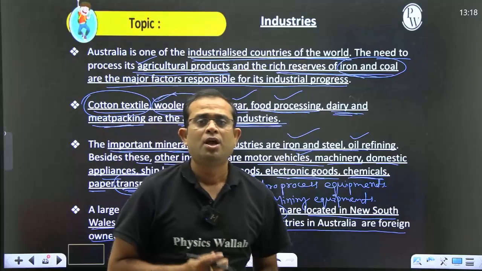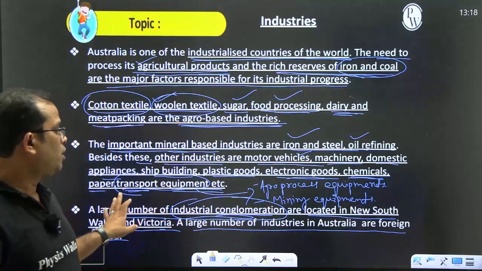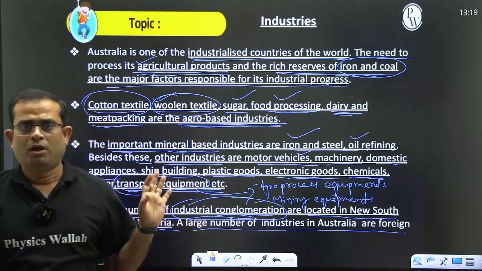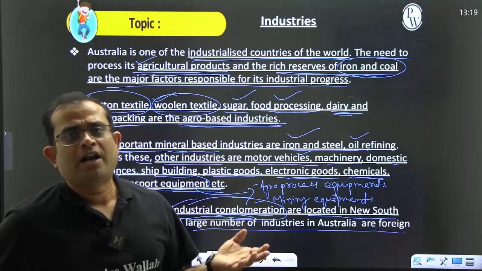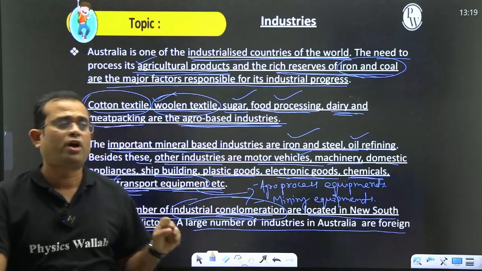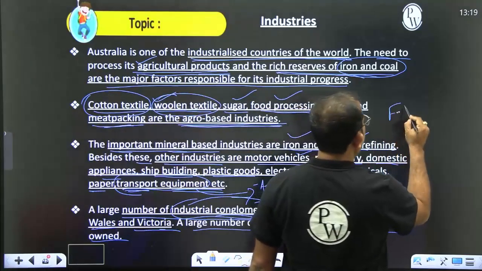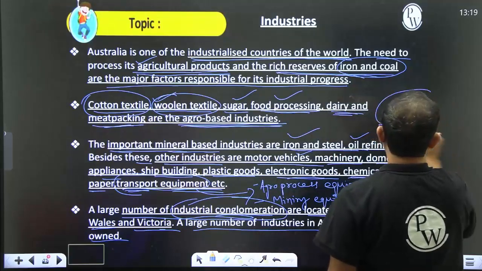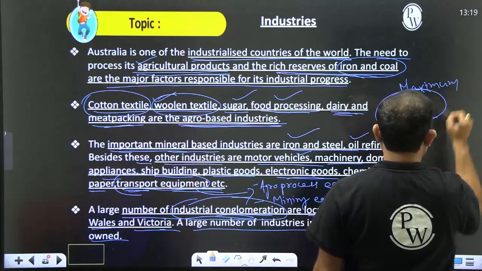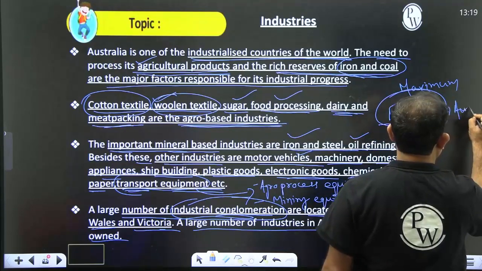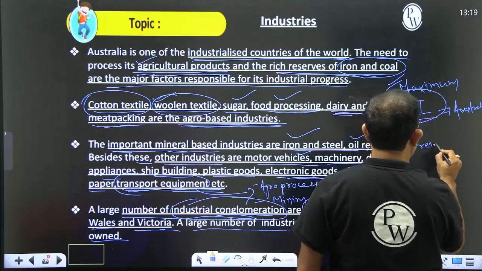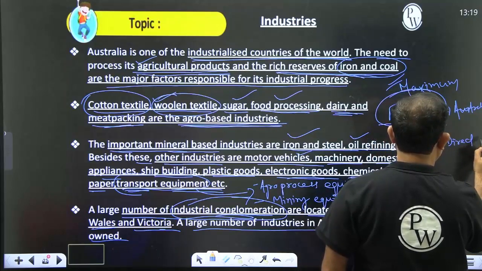Finally, lastly, a large number of industries in Australia are foreign owned. It means that most of Australia's industry is foreign owned, meaning FDI, foreign direct investment, comes from outside. Australia is one of the countries that receives maximum FDI.